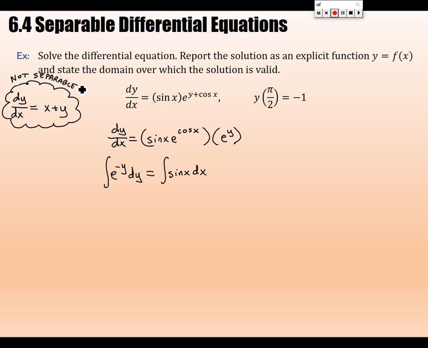If you try, just go ahead and try to, you can't write it in this form where you have the integral of some function of y times dy equals the integral of some function of x times dx. You can't get this in that form.